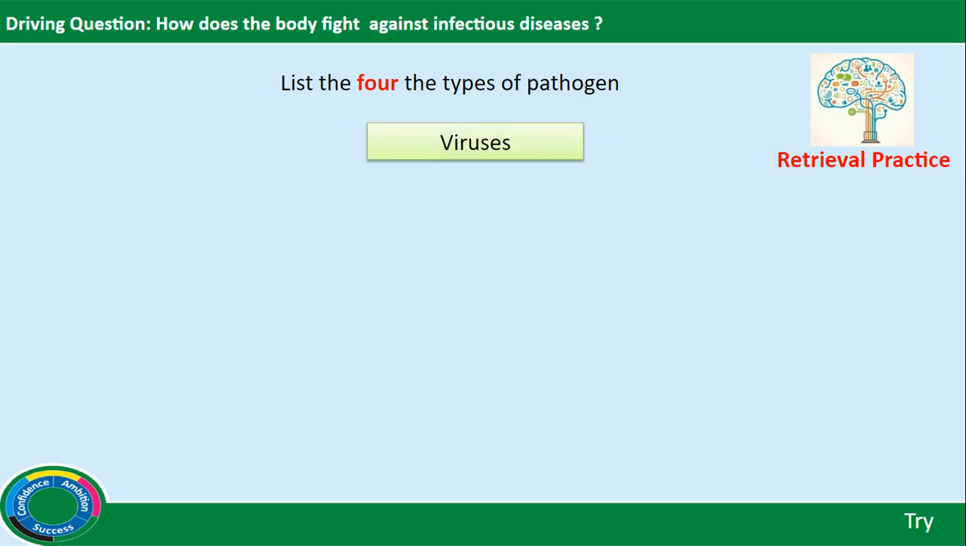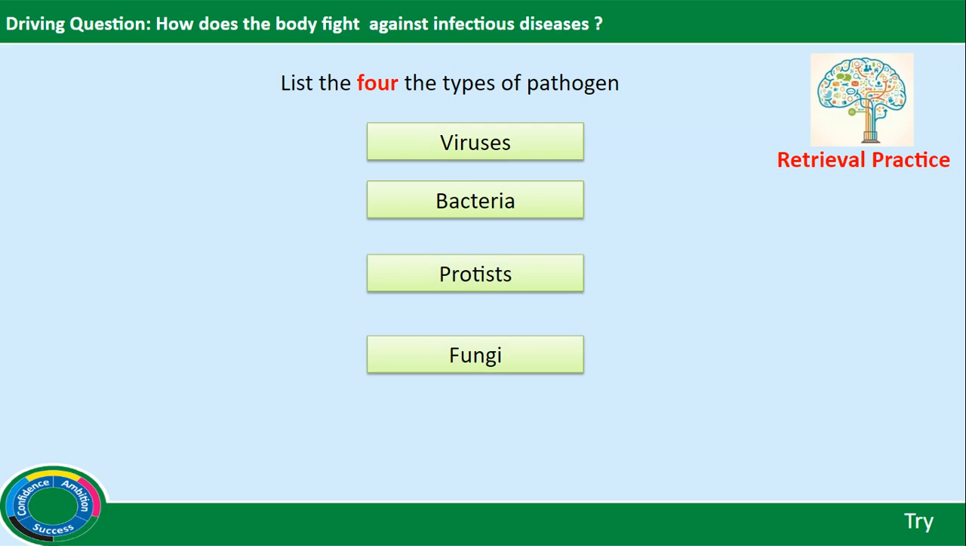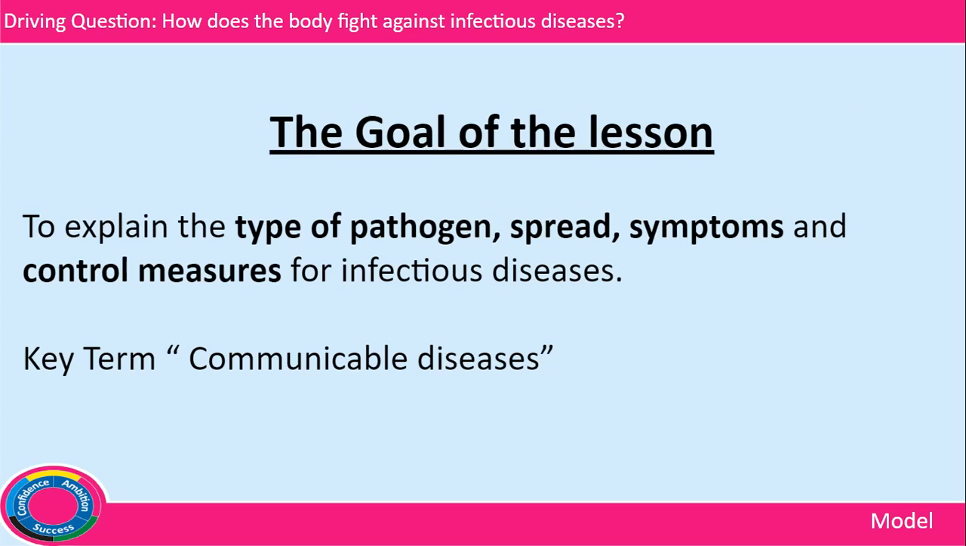Right. Viruses, bacteria, protists, and fungi. These are your 4 types of pathogen that can cause infectious diseases.